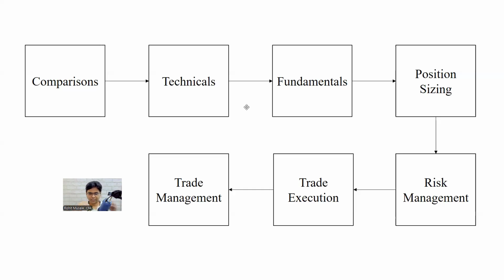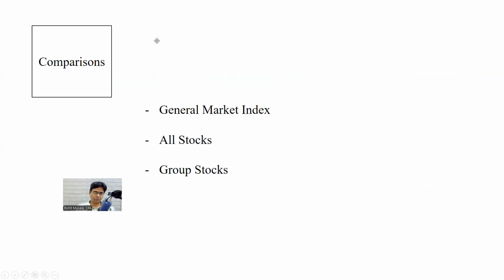So let's get into the 7 step process. So the first step is comparisons. What is comparisons? Okay. So have a look at this. Whenever I am looking at a particular stock, I would like to first compare that stock with the general market index. So if I'm trading the Indian stock market, then I would like to compare that stock with the Nifty 50. Or if I'm trading the US market, I would like to compare my stock with the S&P 500 index to see how my stock is doing relative to the index.